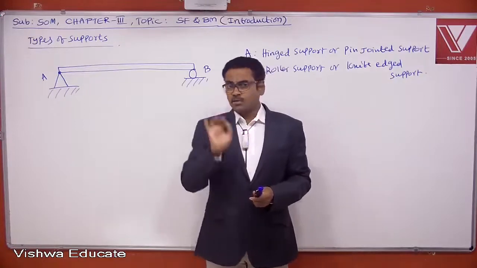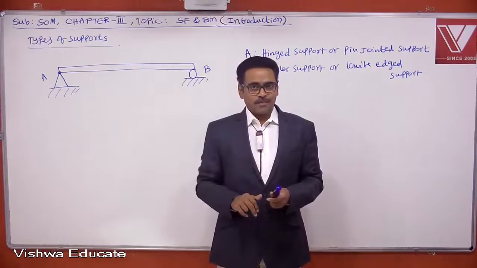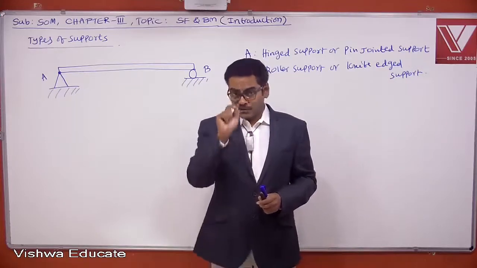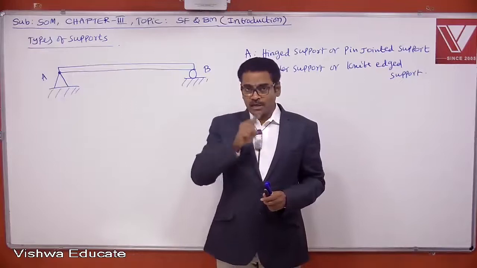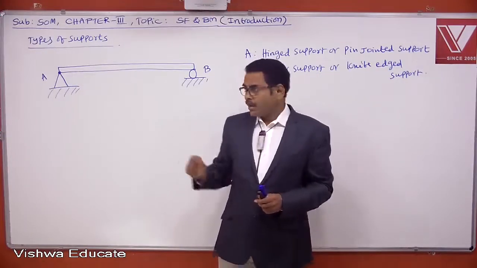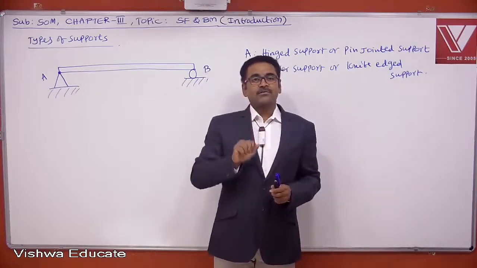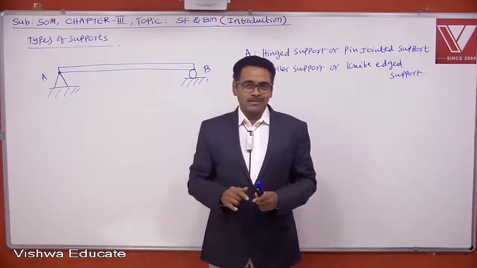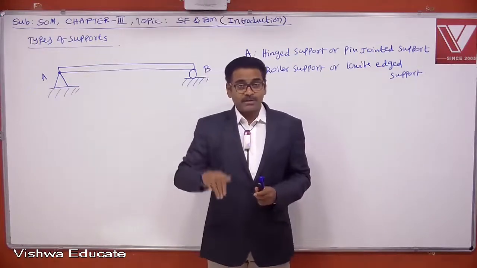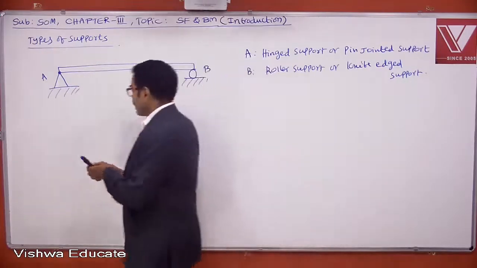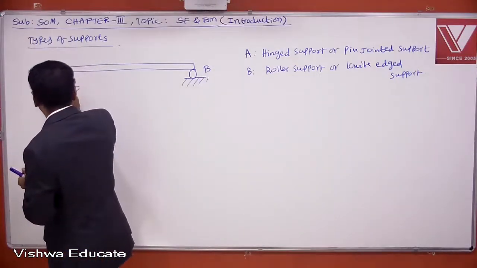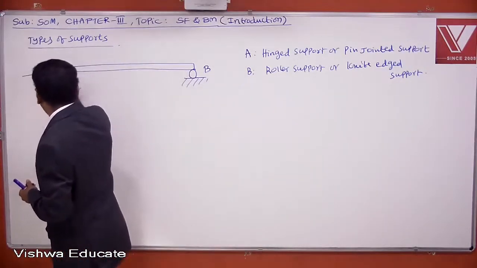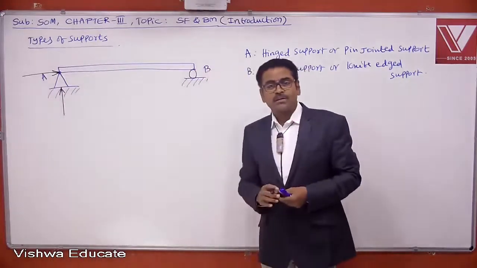Since it is resisting two displacements, two reactions will induce. We all know, because of force, linear displacement will come. Because of turning moment, angular displacement will come. When you resist linear displacement, reactive force will induce. Because of force, displacement is coming. When you resist displacement, reactive force will come. So hinged support resists two displacements, that is where two reactions will induce, right? So one reaction perpendicular to length of the beam, and another reaction parallel to length of the beam. Like this, two reactions will induce about hinged support, right?